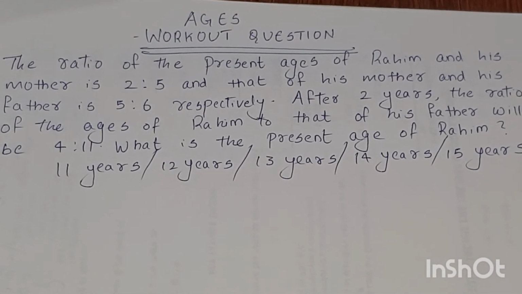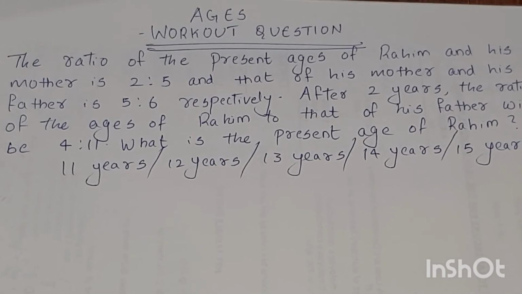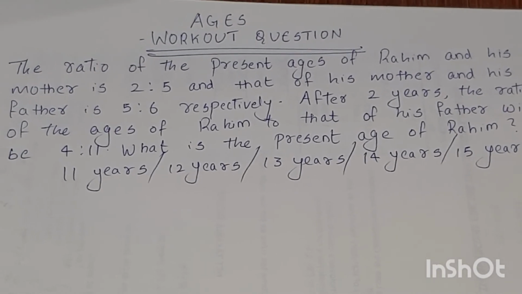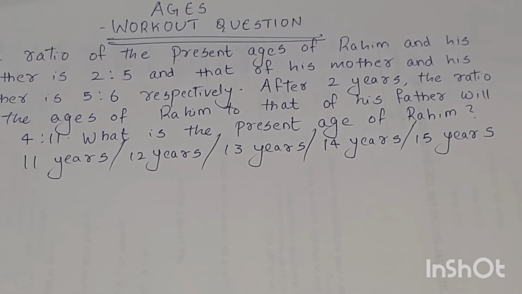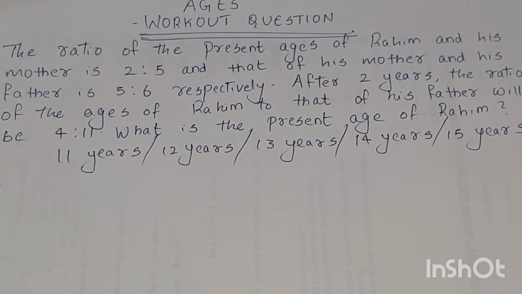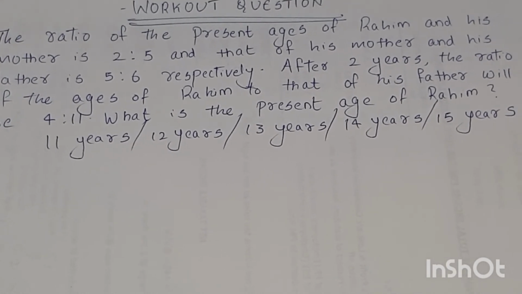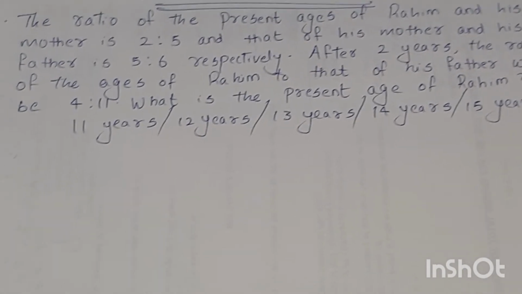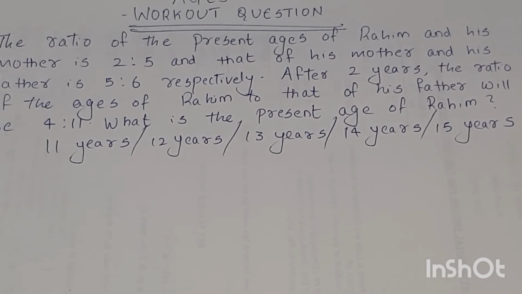Second workout question, the ratio of the present ages of Rahim and his mother is 2:5 and that of his mother and his father is 5:6 respectively. After 2 years, the ratio of the ages of Rahim to that of his father will be 4:11. What is the present age of Rahim? Options 11 years, 12 years, 13 years, 14 years and 15 years.